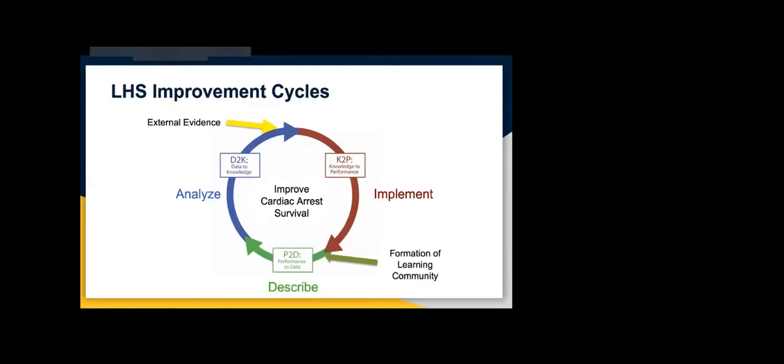So looking at the blue arrow, data to knowledge, on the left, and then the red arrow on the right, implementing, bringing that knowledge to performance. And once we pilot test interventions, we'll once again go to the describe phase to measure how the current system is working. And we'll continue to iterate around this learning cycle until we ultimately reach our goal. Forming a learning community is one step in a learning health system approach.